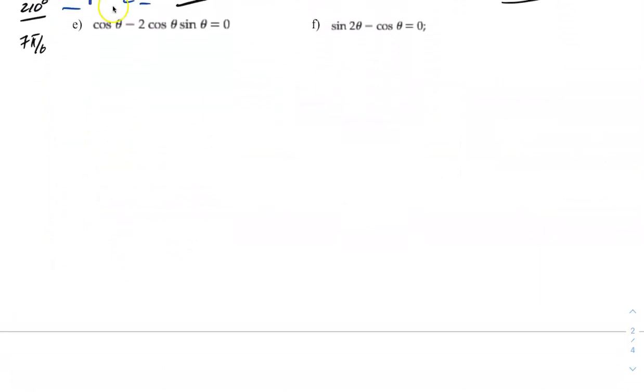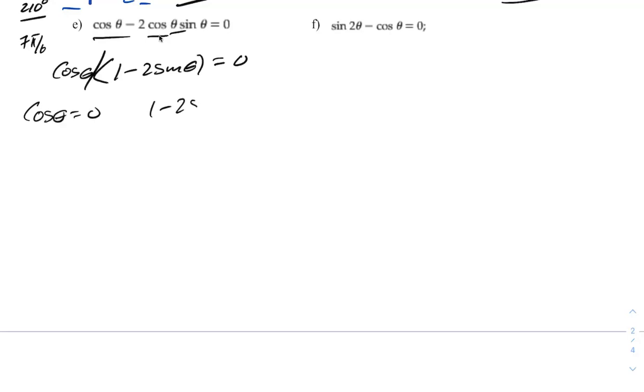Next one, cosine theta minus 2 cosine theta sine theta. So again, we want to factor it. Notice they both have a cosine, so we can factor out the cosine. We're left with 1 minus 2 sine theta equals 0. Split it: cosine theta equals 0, and 1 minus 2 sine theta equals 0. This is some algebra. If I add the 2 sine theta on both sides, I get this. Then divide by 2, so sine theta equals 1/2. Just some good old algebra.